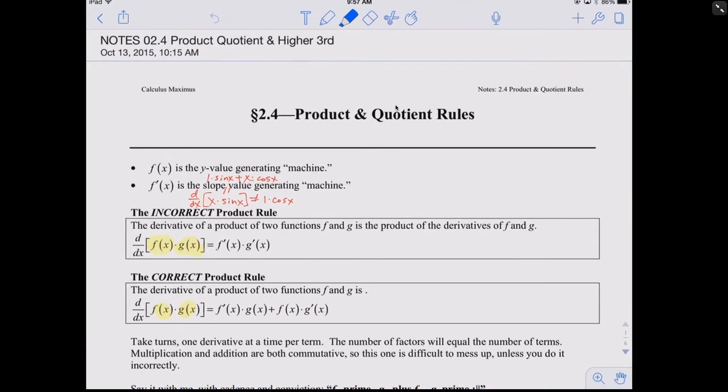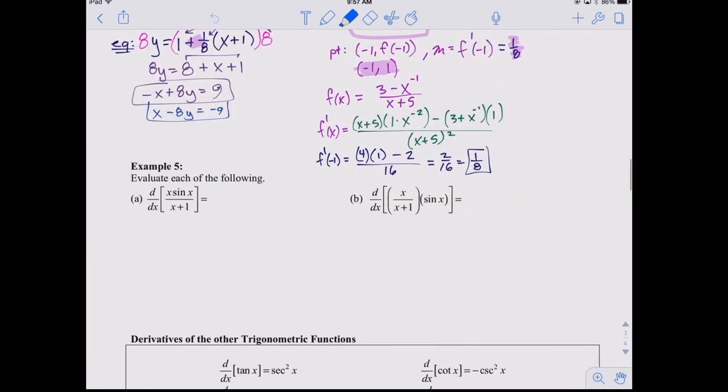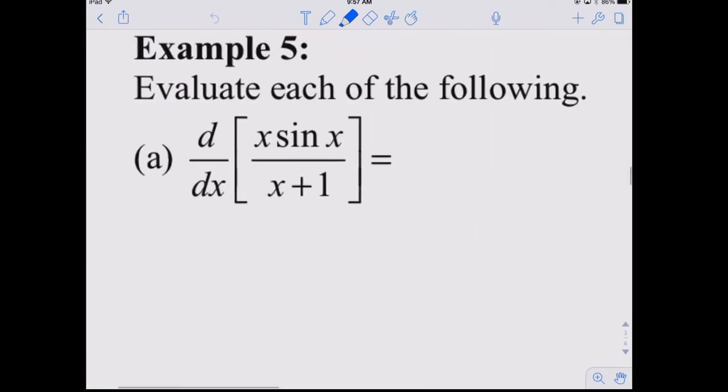Or the quotient rule? We left off on example 5. Evaluate each of the following. So we've learned the product rule, we've learned the quotient rule, and as we saw in yesterday's warm-up, we can combine them along with the power rule and the sine and cosine rule.